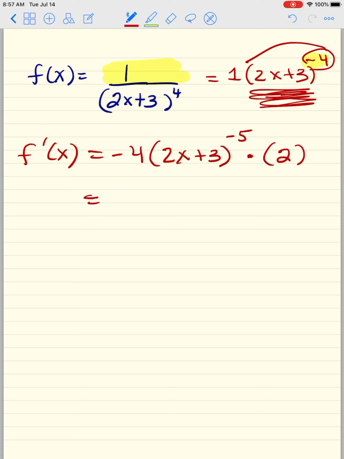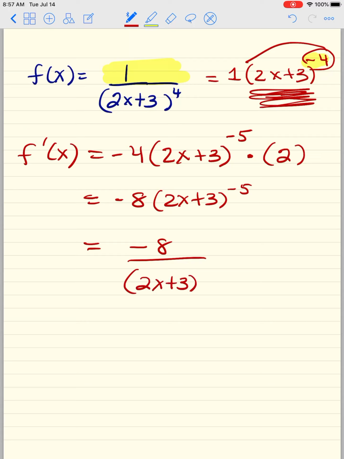So the way you clean it up is you say this is going to be negative 8 times 2x plus 3 to the negative 5th, which can also be negative 8 over 2x plus 3 to the 5th, since the negative exponent only belongs to this guy. So come back for more challenging problems, which are really not challenging. It's the same exact rule. But come back and see some more examples that involve trig.